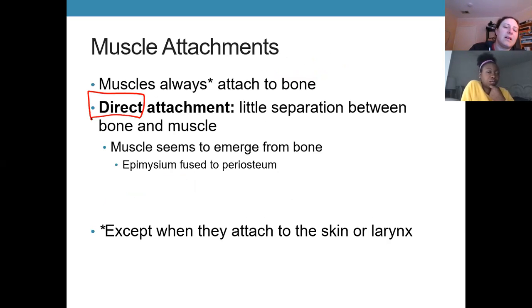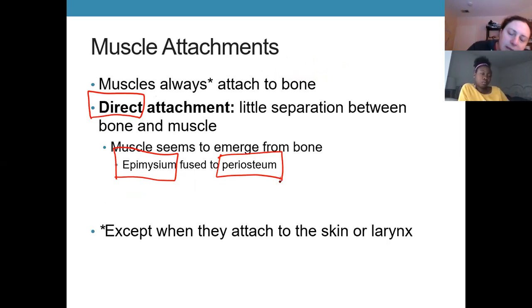So basically the collagen fibers of the epimysium, the outermost layer of connective tissue of the muscle, are actually fused to the periosteum, which is that outer protective connective tissue layer surrounding the bone. So we just literally skip the middleman. So two types of attachments based on whether or not you can see the connective tissue that's attaching them, okay?